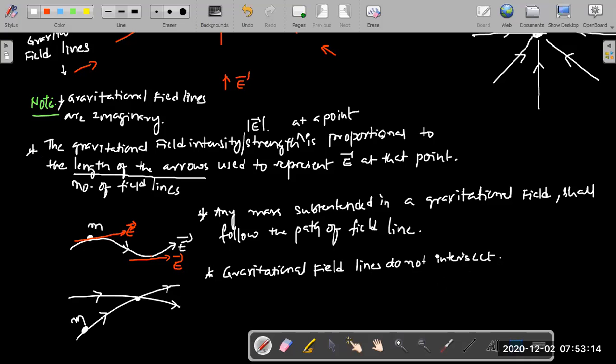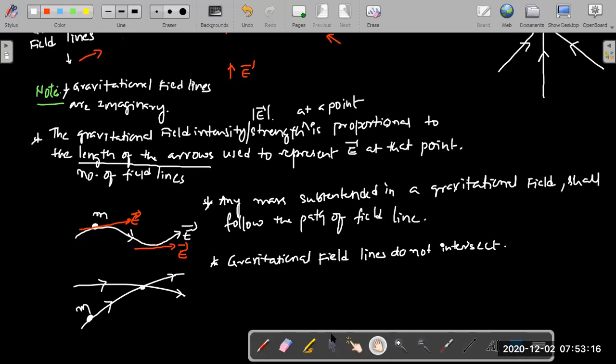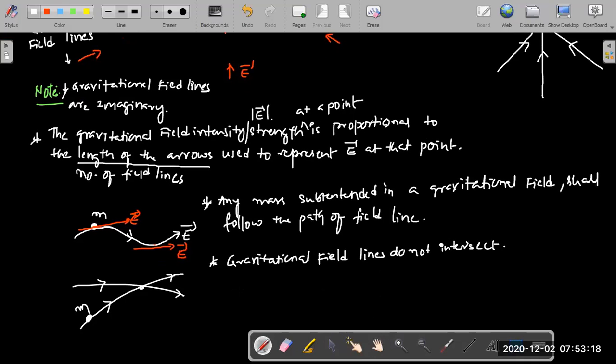But how is it possible now if, let's say, a bigger mass and a smaller mass are placed side by side, then both will have gravitational field lines, no? Then they will intersect, right? That is, the gravitational field at a given point is the resultant of two or more gravitational fields. Did you get the logic?